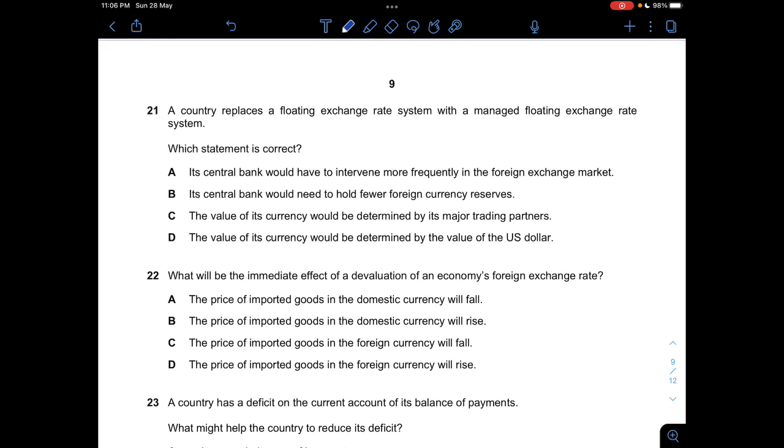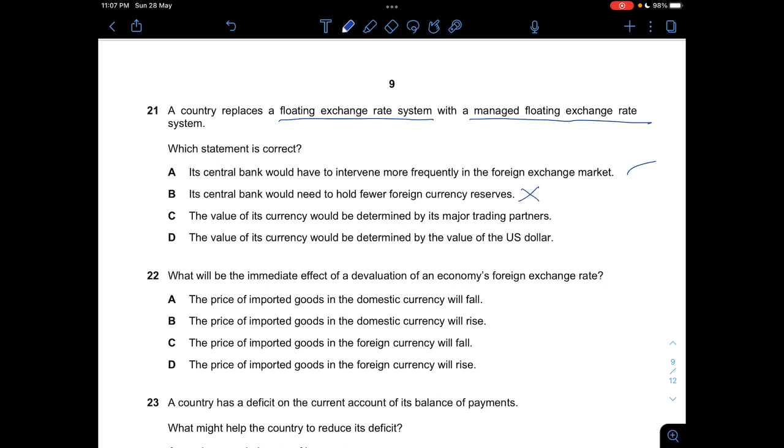Question 21, a country replaces a floating exchange rate system with a managed floating exchange rate system, and which statement is correct? So now instead of floating exchange rate, it's now managed floating exchange rate. So A, it says its central bank will have to intervene more frequently, which is correct. B, it says the central bank will need to hold fewer foreign currency reserves, which is wrong. The central bank will need to hold more foreign currency reserves.